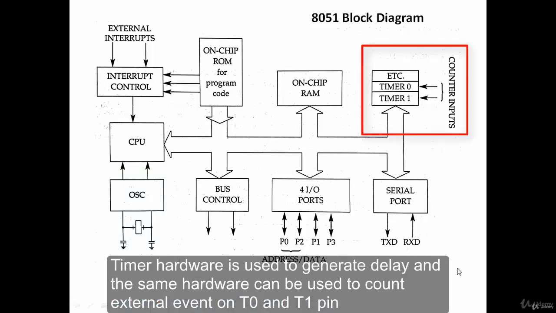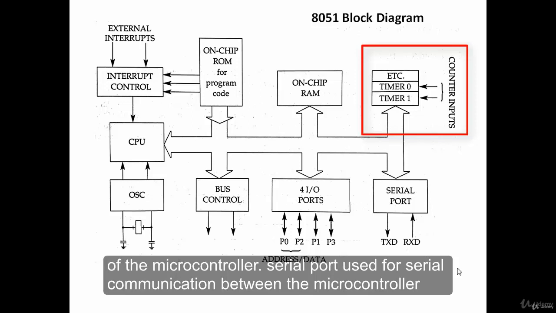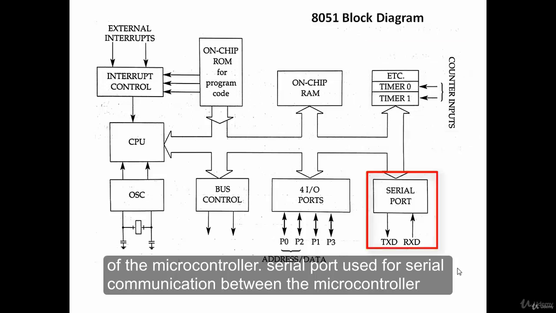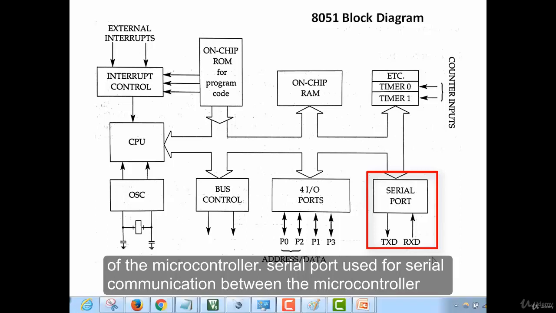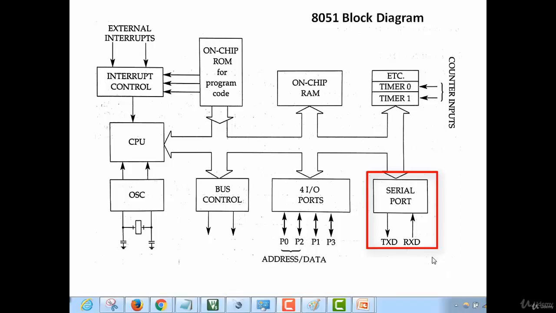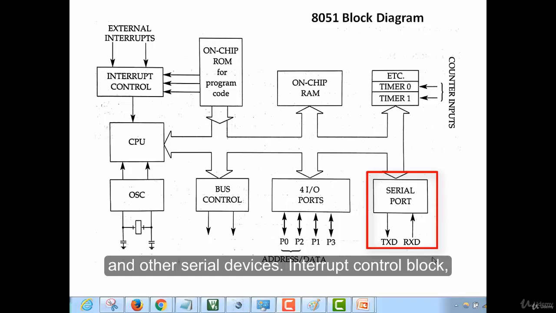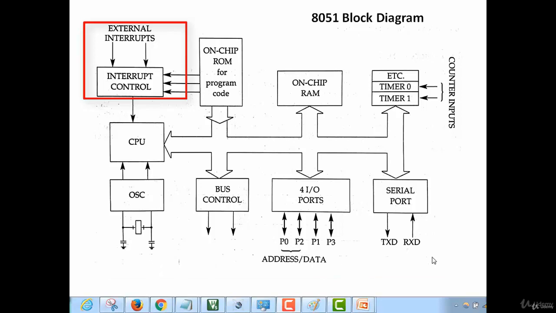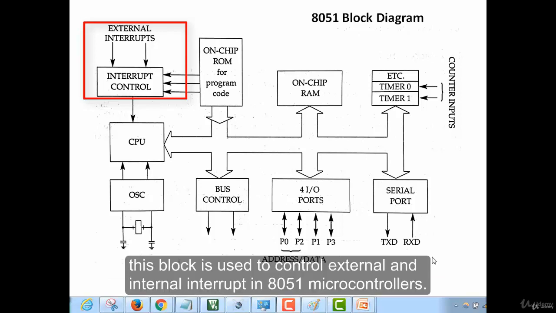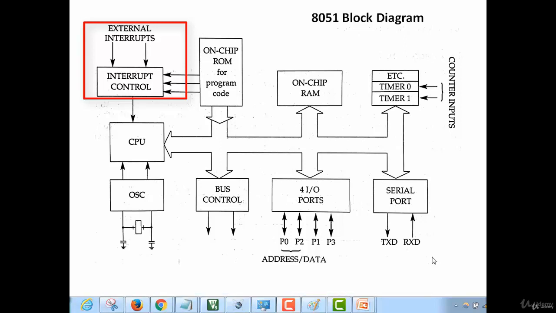Timer hardware is used to generate a delay, and the same hardware can be used to count external events on the T0 and T1 pins of the microcontroller. Serial port. The serial port is used for serial communication between the microcontroller and other serial devices. Interrupt control block. This block is used to control external and internal interrupts in the 8051 microcontroller.